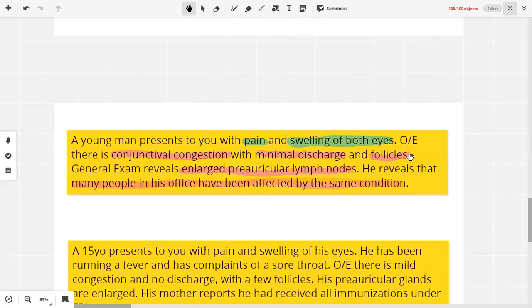Up to here, this is what we have learned on examination. What do you think is the etiology of this conjunctivitis? Viral. It's a viral conjunctivitis. Okay? Follicles and minimal discharge. And discharge specifically we cannot comment on, but if we were to comment on the discharge, it would be minimal or mucoid discharge.